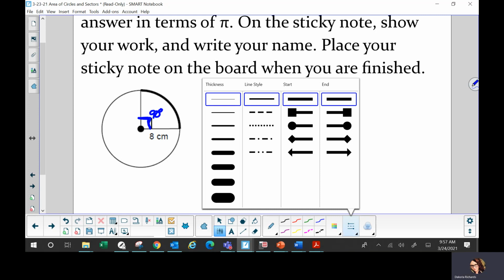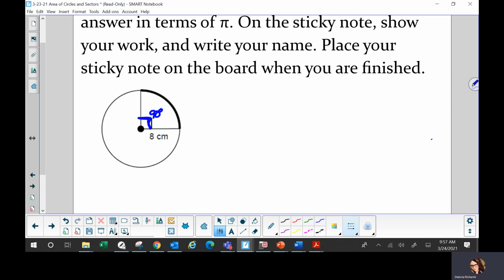Let's write down our formula. It's arc length over 2 pi r equals theta over 360. Theta just represents the arc measure. And we have the radius and we have the arc measure. So we're trying to find arc length, so that's where I'm going to place my x, because that's what I'm trying to find.